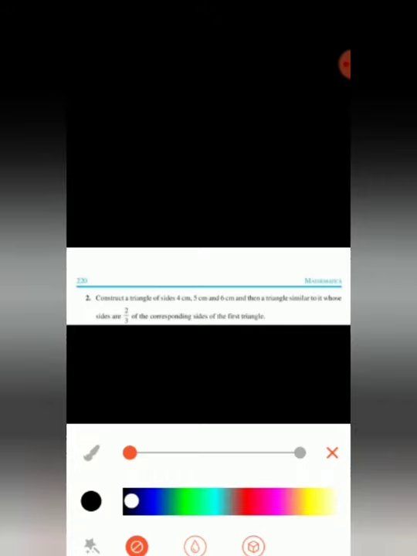Hello everyone, now we shall be doing question number 2 of your NCERT book. The question is to construct a triangle of sides such and such, and a triangle similar to it whose sides are 2/3 of the corresponding sides of the first triangle. To do this, let's see what we are given.